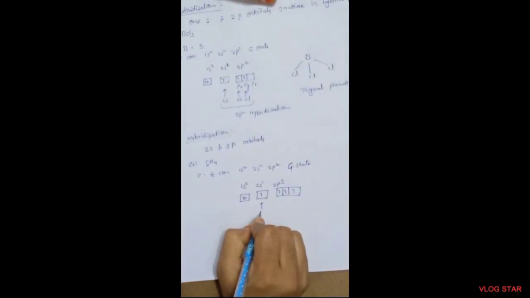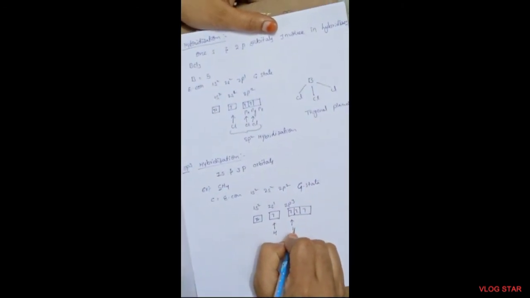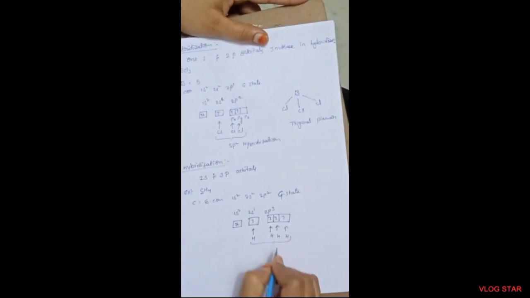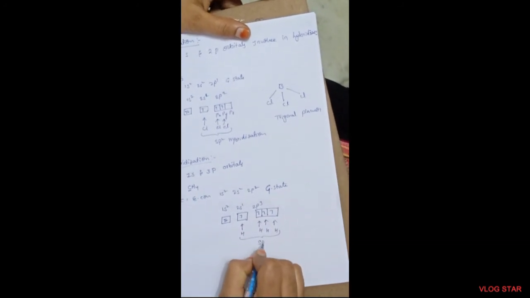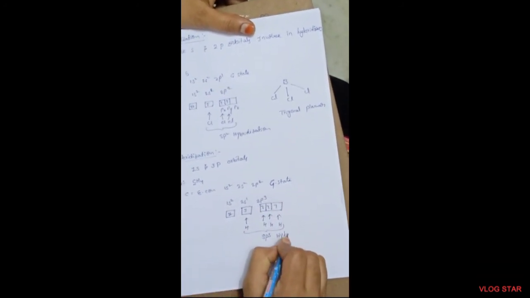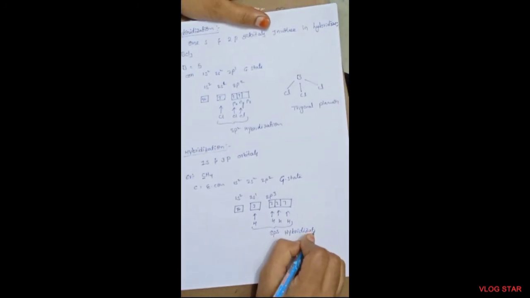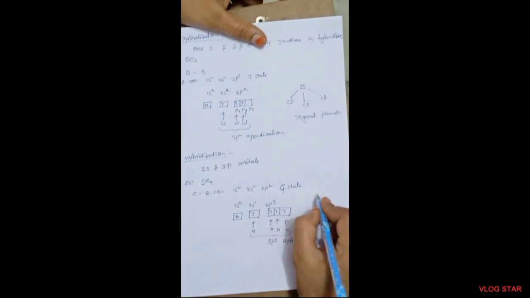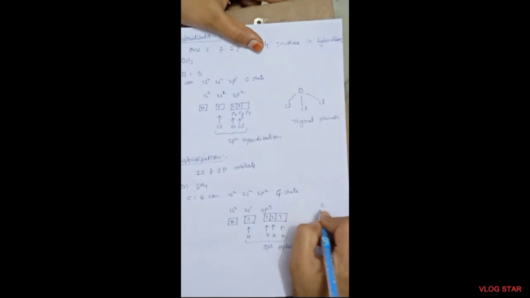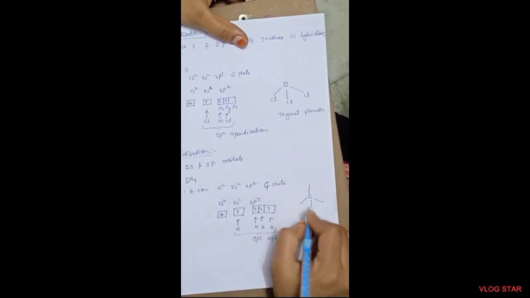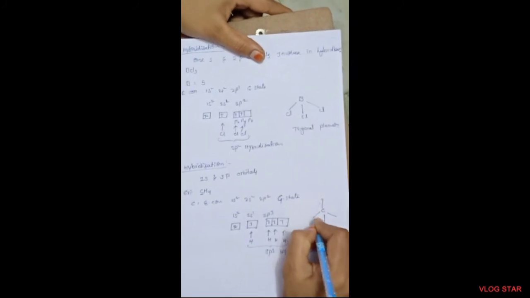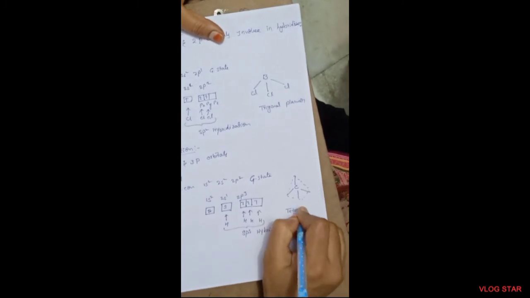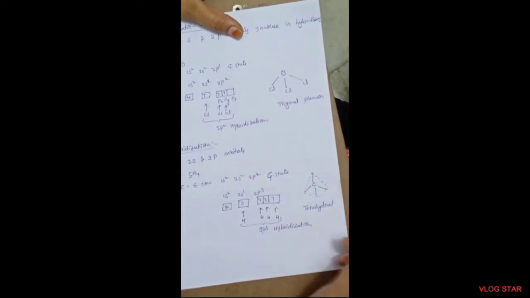With the hydrogen orbitals, what do we get? One s and three p: sp3 hybridization. This is sp3 hybridization. The geometry of this complex is tetrahedral in shape. What is the shape of this complex? Tetrahedral in shape.